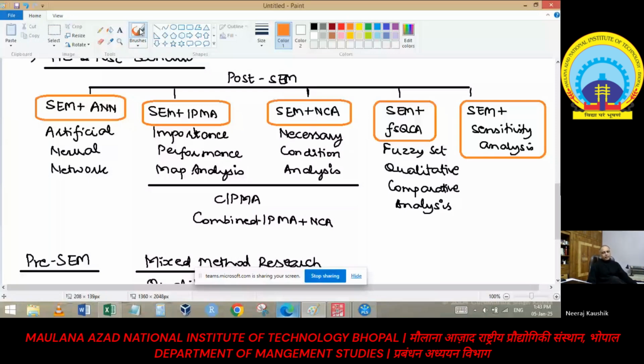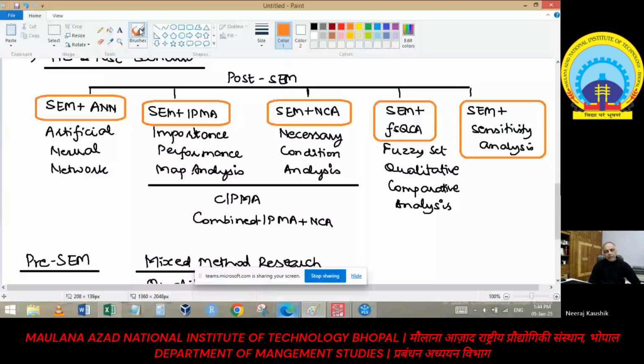First is ANN. Why ANN? ANN is a technique from machine learning, and it works on non-linearity also. The problem with SEM is it works only on linearity. Non-linearity is not captured. So a combination of ANN plus SEM is fantastic, because SEM will check the hypothesis testing but cannot do it for the non-linear part. ANN works on non-linearity but cannot work on hypothesis testing. So that's why a combination is used.